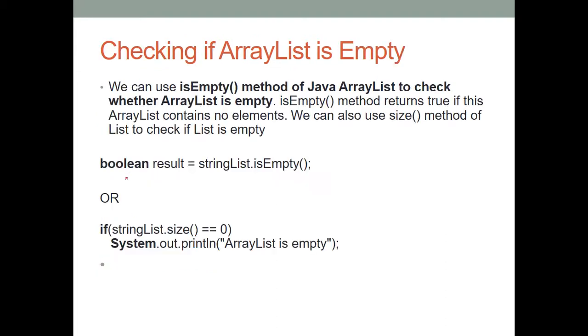Next is checking if an ArrayList is empty. You have to check whether this ArrayList is empty or not, whether some value is available or not. So we have a method called isEmpty. Through this method, we can check whether the list collection is empty or not. So you have two ways. First is the inbuilt method called isEmpty, and the other, if you want to check like that, is if list.size is 0, then the ArrayList is empty. I hope it is clear.